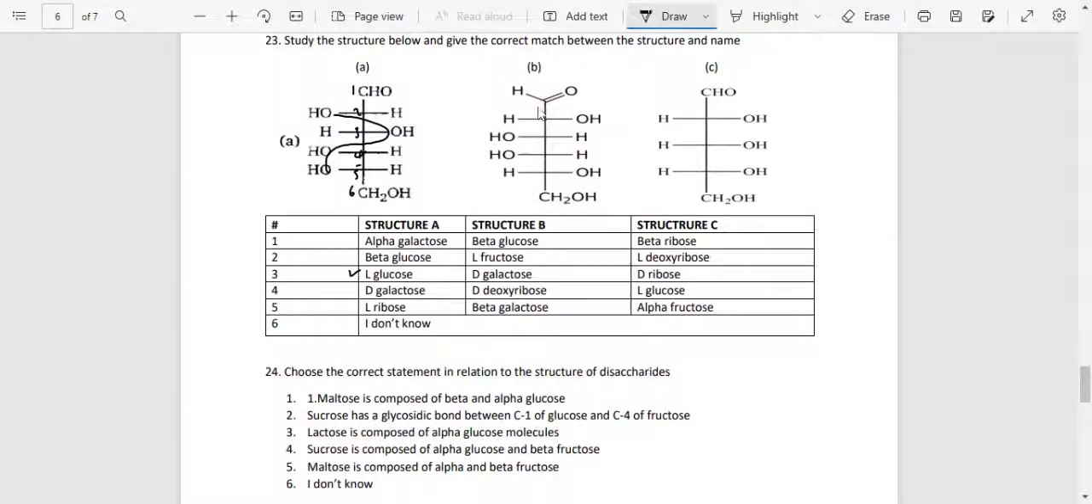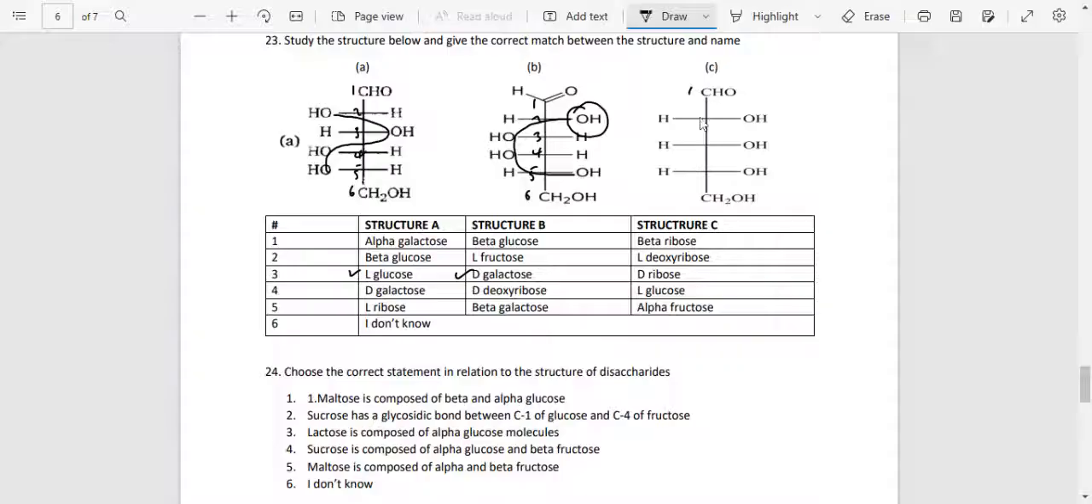If you look at the second one here, it is also having 6 carbons. 1, 2, 3, 4, 5, and the 6th one here. But look at the way the hydroxides are. They are making more like a C. So just know that this is galactose. Now, if the OH here is on the right, this is D-galactose.